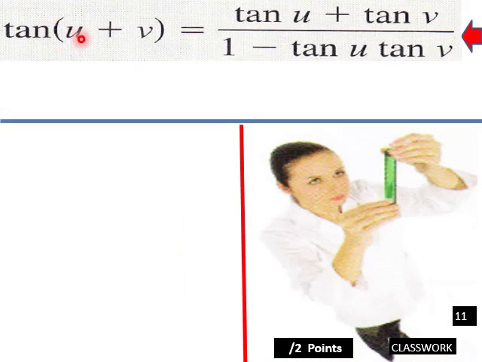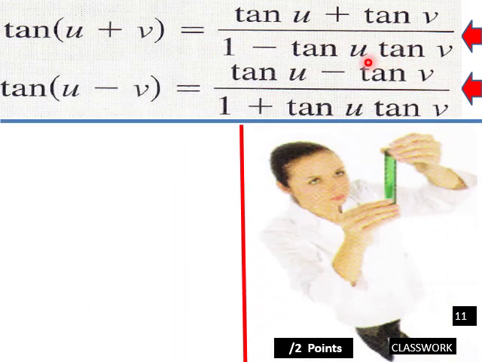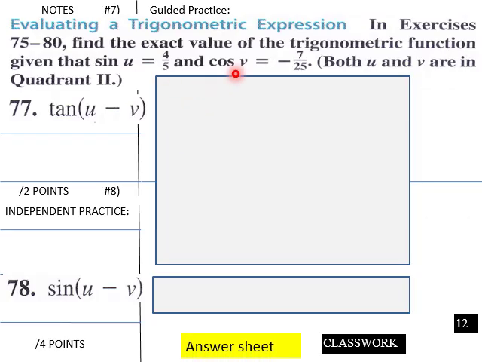So going more sum and difference formulas, tan u plus v will equal tan u plus tan v over 1 minus tan u tan v. And then tan u minus v will equal tan u minus tan v over 1 plus tan u tan v. So this is a long list here of those sum and difference formulas.